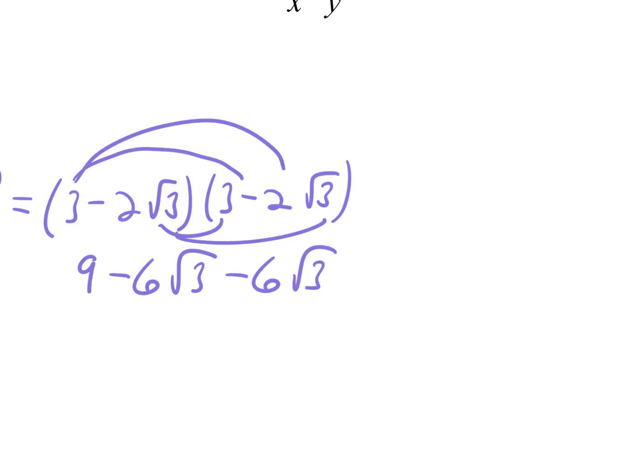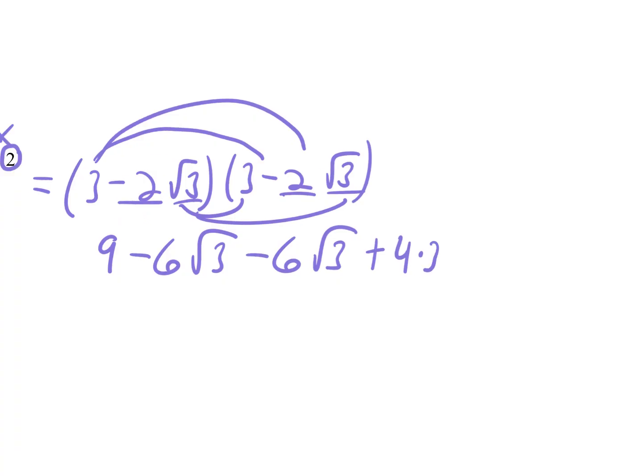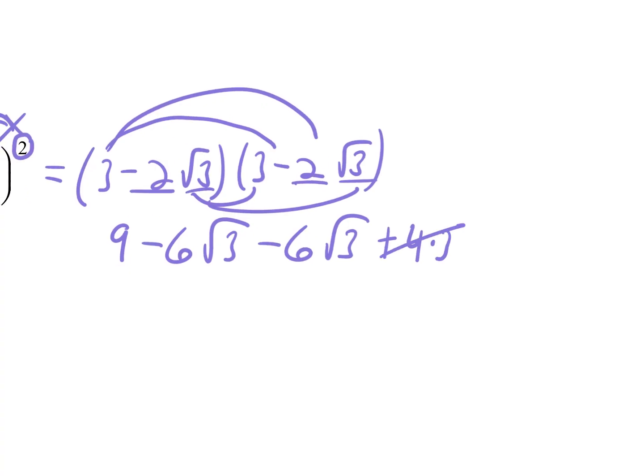Okay, so we get -2 and -2. What does that get you? A +4, and then square root of 3, square root of 3. What does that get you? 3. So we get a 4 times 3, so what? 12, right? Plus 12. All right, and now we can combine like terms. What are our like terms here? Okay, we have these two -6 square root of 3's. What do those become?